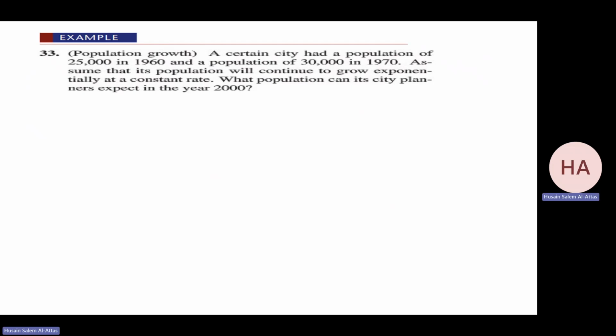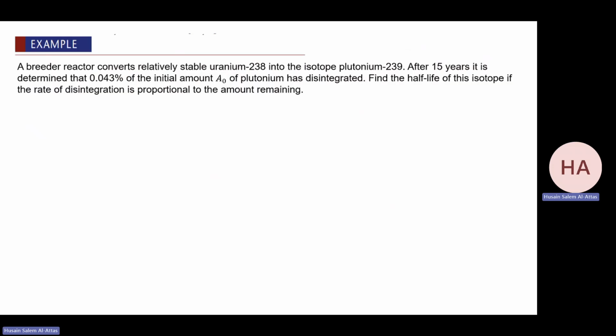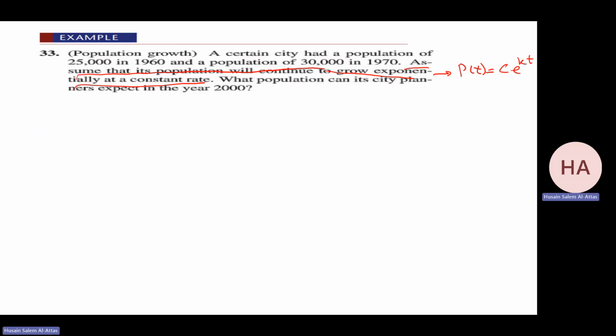A certain city has a population, and in the statement, assume that it grows exponentially at a constant rate. This statement means P of t equals C e^(kt). C is P0.